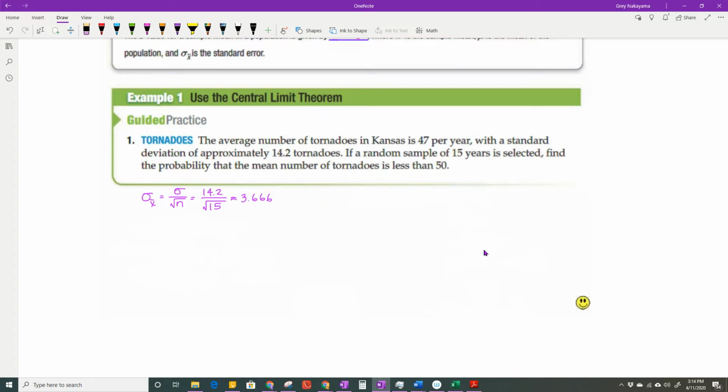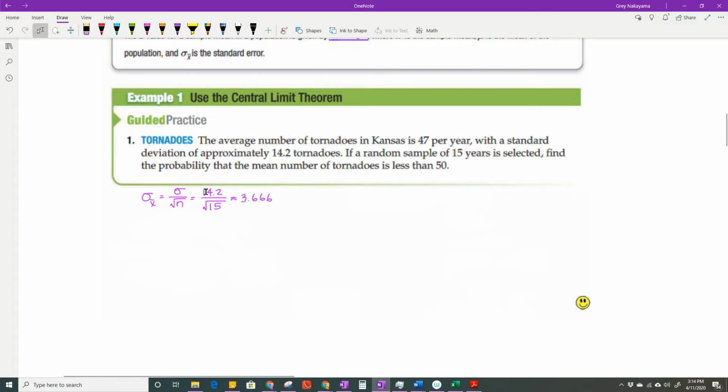Actually, I have to read the problem first, my bad. The average number of tornadoes in Kansas is 47 per year, with a standard deviation of approximately 14.2 tornadoes. If a random sample of 15 years is selected, find the probability that the mean number of tornadoes is less than 50. Okay, so I have a sample here, and because I have a sample, that affects my standard deviation.